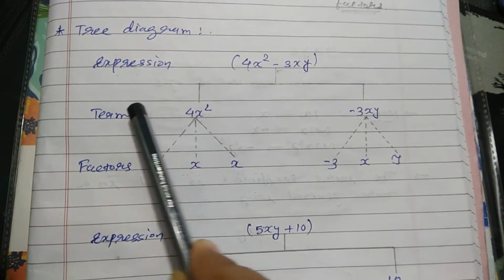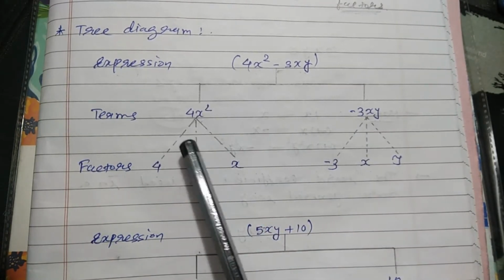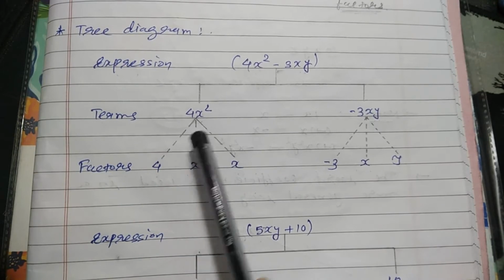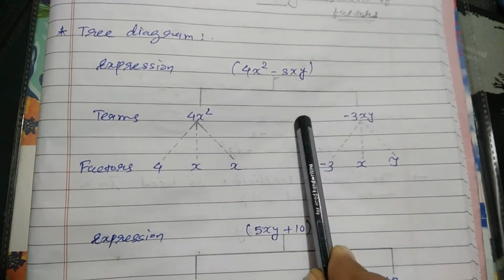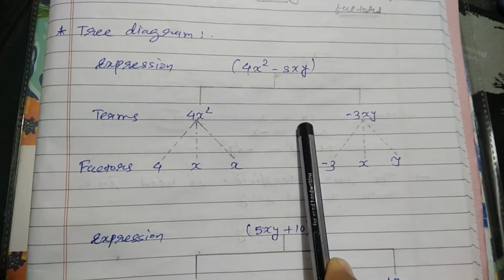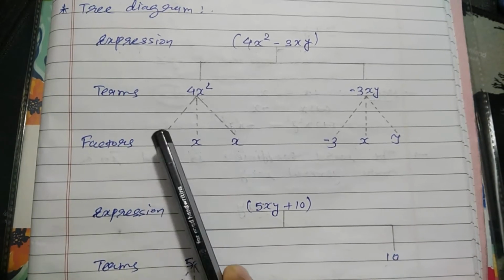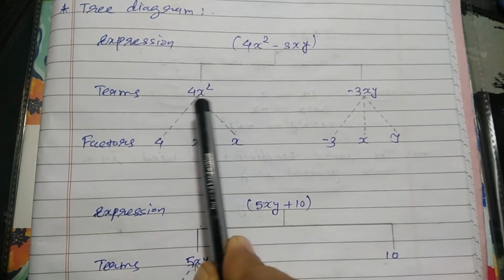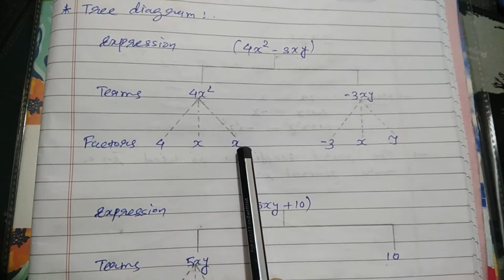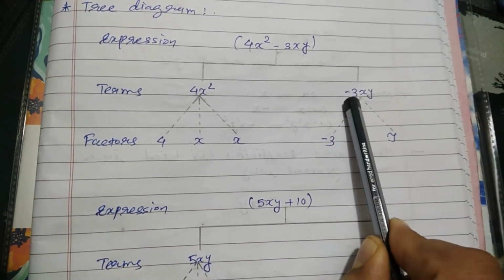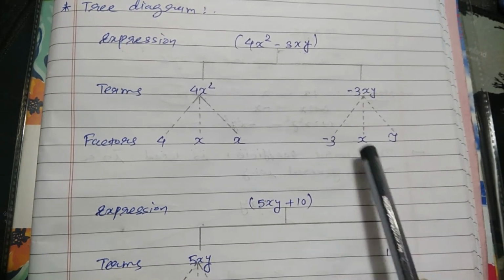Keep in mind, to represent terms in a tree diagram you have to use continuous lines, and to represent factors you have to use dotted lines. And usually use a scale and pencil to draw these continuous and dotted lines. Here 4x square. So what are the factors of 4x square? That is 4, x and x. Here this minus 3xy. So what are the factors of it? That is minus 3, x and y.